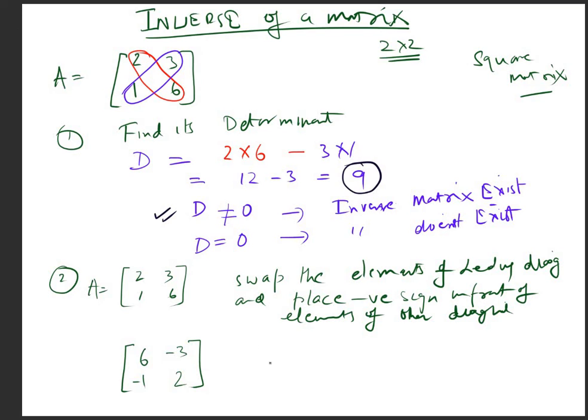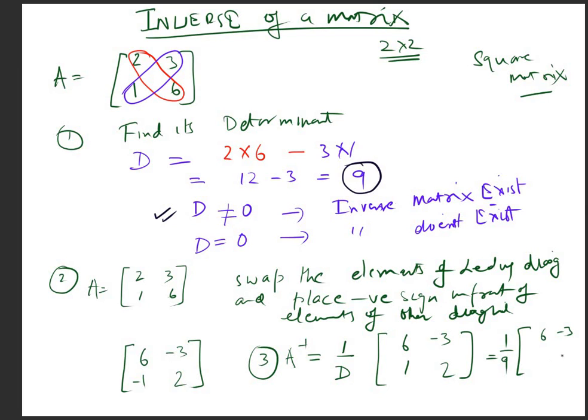So once I've formed this new transformed matrix, I do my last bit of magic where I use this determinant. So my step 3 is, I divide my new transformed matrix by the determinant. You see here, 1 over D. So that is my A inverse. My determinant was 9. So I'll say 1 over 9 and all of that, 6, negative 3, negative 1 and 2. And then I just solve it.